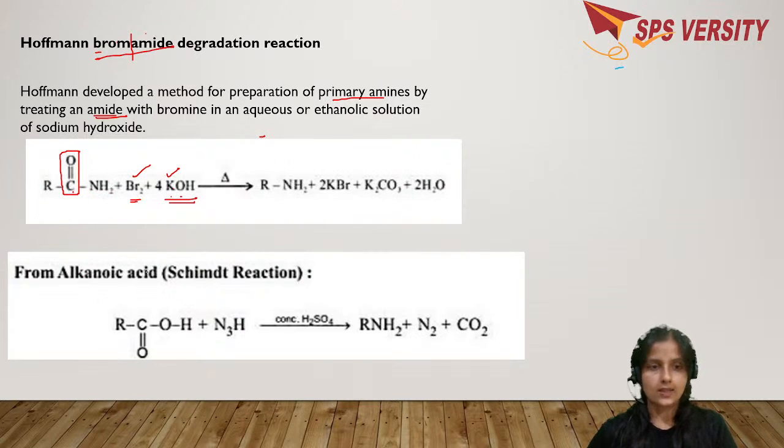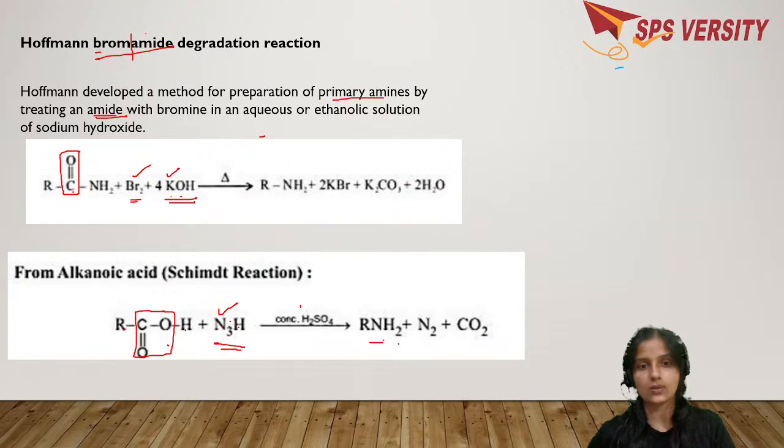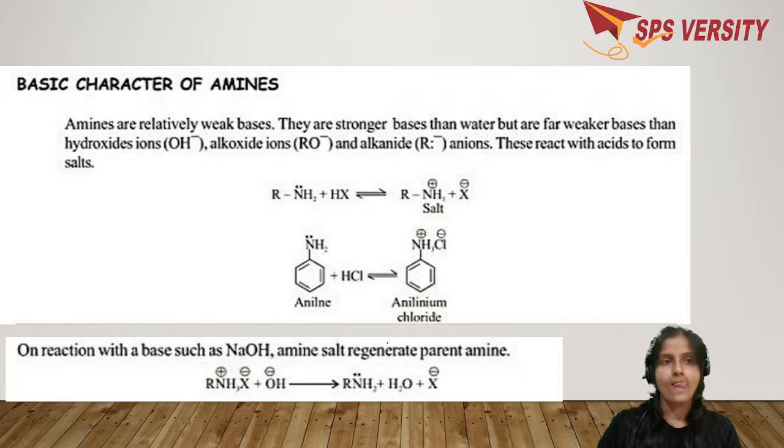From the alkanoic acid, that's from the carboxylic acid, if you are going to treat it with hydrazoic acid, that's N3H, in the presence of concentrated sulfuric acid, then nitrogen gas escapes from here. This CO2 gas also escapes from here. What you are left with is one NH here and one more H here. So it gives you the primary amine.